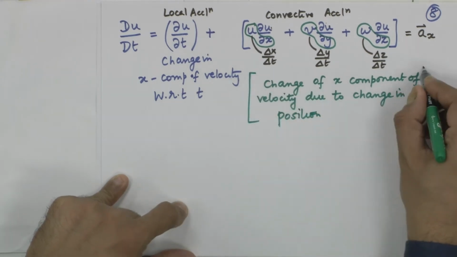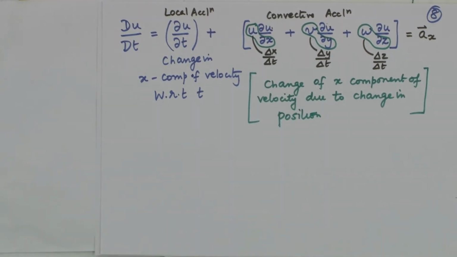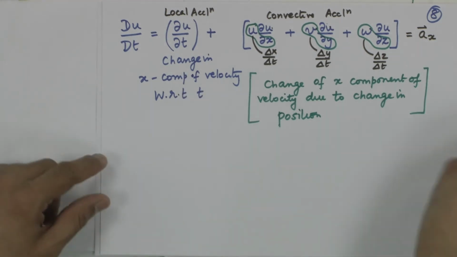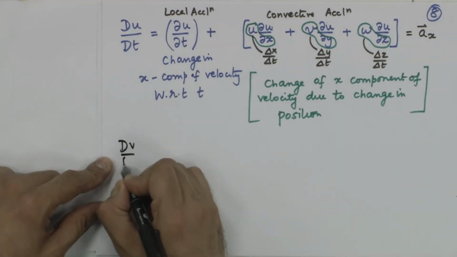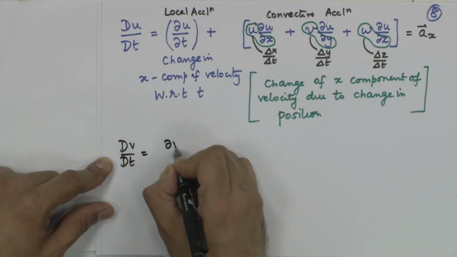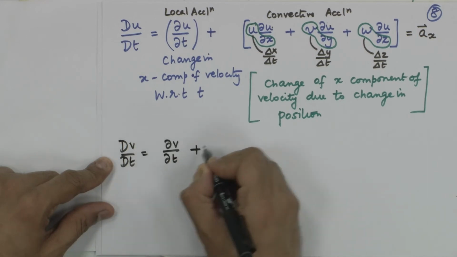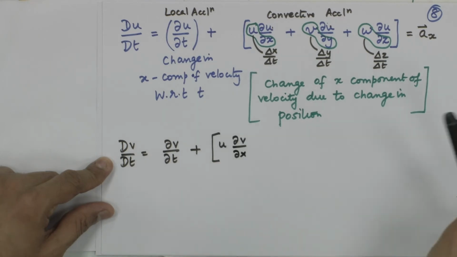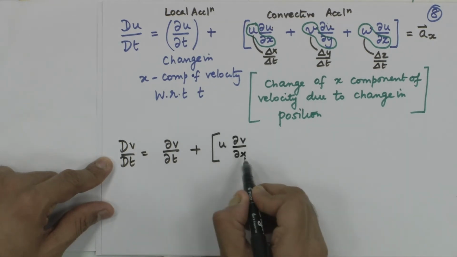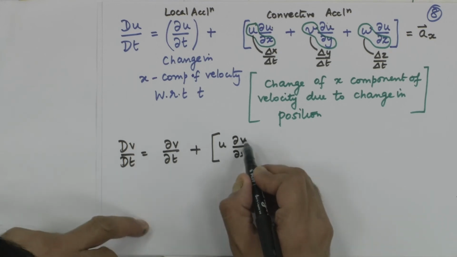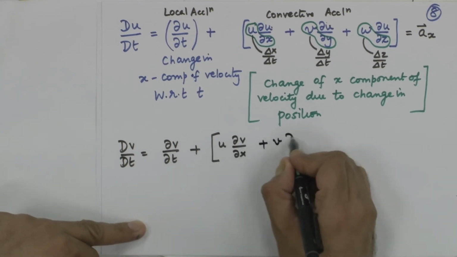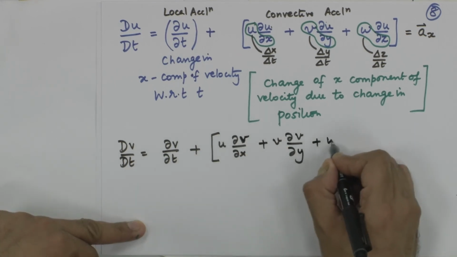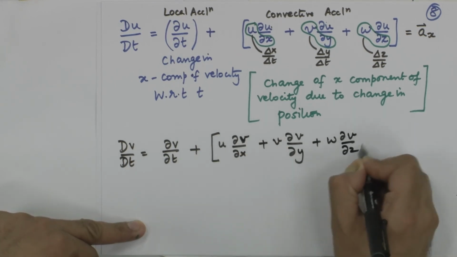This part is what is non-zero in a nozzle. Du by dt is 0. I can write this for dv by dt. This is dv by dt plus u dv by dx. Please remember, when this is u, this is x. Y component, therefore small v. V dv by dy, w dv by dz.